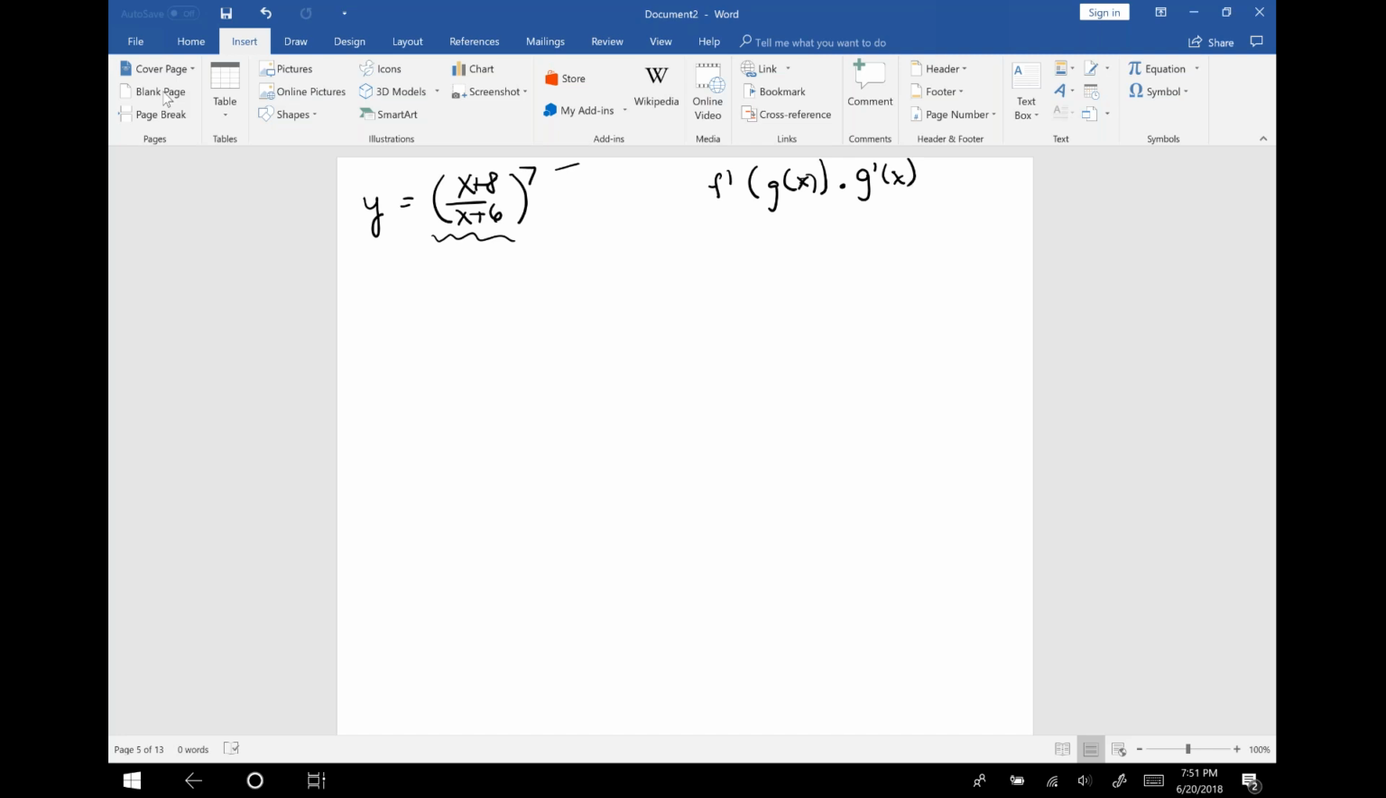All right, so we want to take the derivative of the outside first. So when we're finding our derivative of the outside, we're going to bring that 7 to the front, and we're just going to copy that inside, evaluate it at the inside function, and we're going to decrease the exponent by 1. So we have 7 times x plus 8 over x plus 6 to the 6th power. So that part should be pretty easy, right? Just kind of using our power.